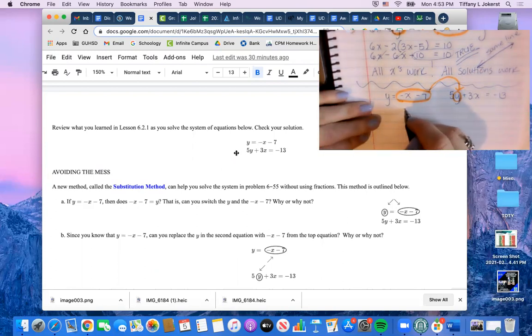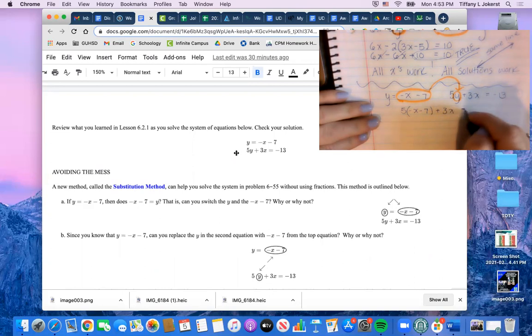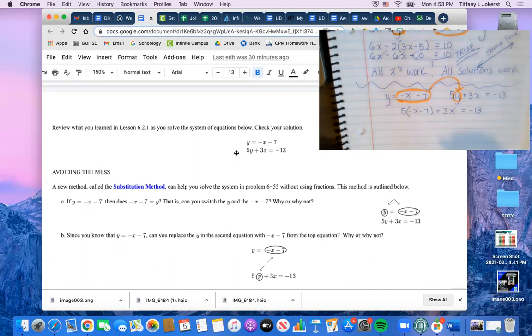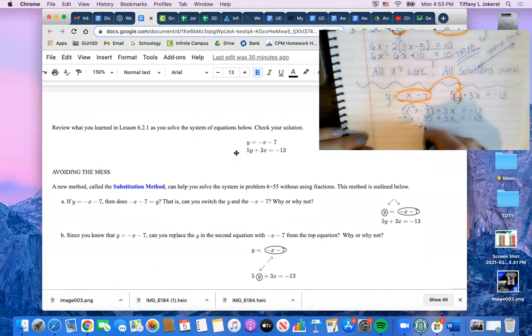So I end up with 5 times negative x minus 7 plus 3x is equal to negative 13. I'm going to distribute this 5 to both of them. So I have negative 5x minus 35 plus 3x is equal to negative 13. I'm going to combine these two. So negative 5x plus 3x is going to be negative 2x.